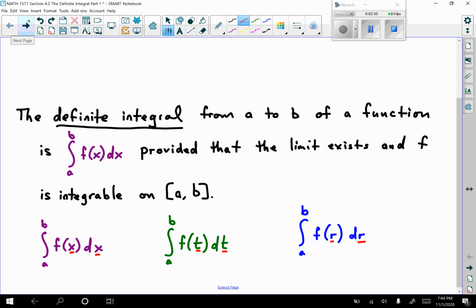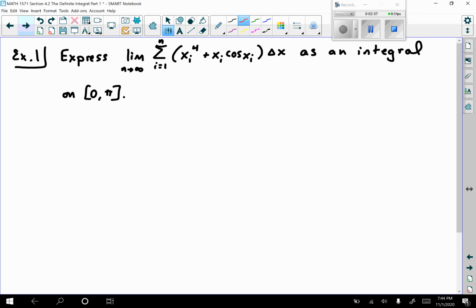Now, just to get some practice, because on WebAssign I put a couple of questions to help you get used to rewriting this. Once we start using the integral notation, we don't go back to the limit definition. So here, let's express the limit as n increases without bound of the summation as i goes from 1 to n of this expression here, and yes, I do have the sub i's, times delta x. We're going to write this as an integral on the interval from 0 to pi. Pause the video if you still need time to copy that down.